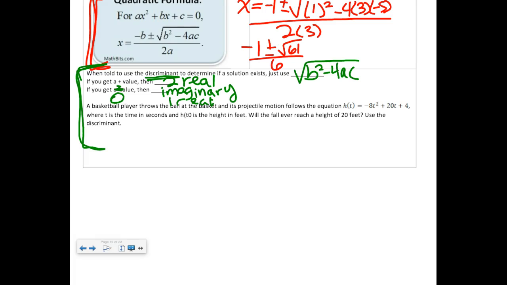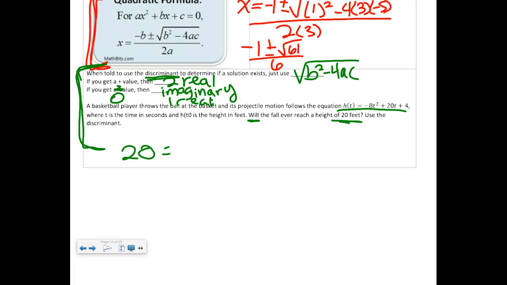Okay. So we have a basketball player there throwing a ball. We have this equation here. Okay. H represents our height, T is our time. And we want to know, will the ball hit 20 feet? When we did problems like this, we just used the discriminant. I'm going to be honest, there's some people in this room, this did not go well on their test. Okay. So 20 represents a height, so I'm going to replace my height with 20.